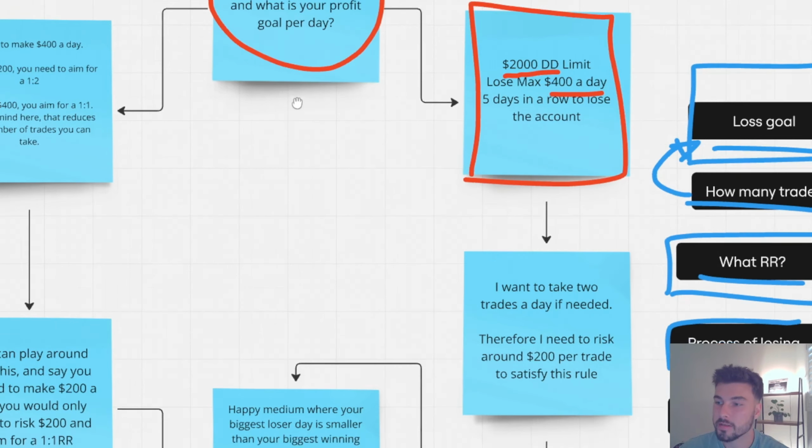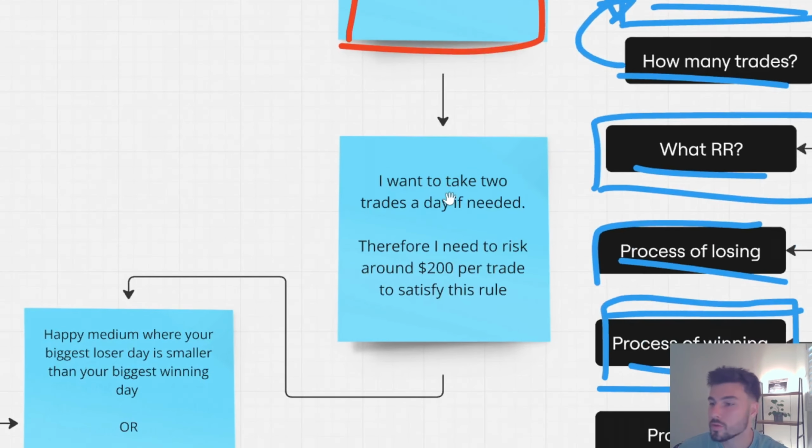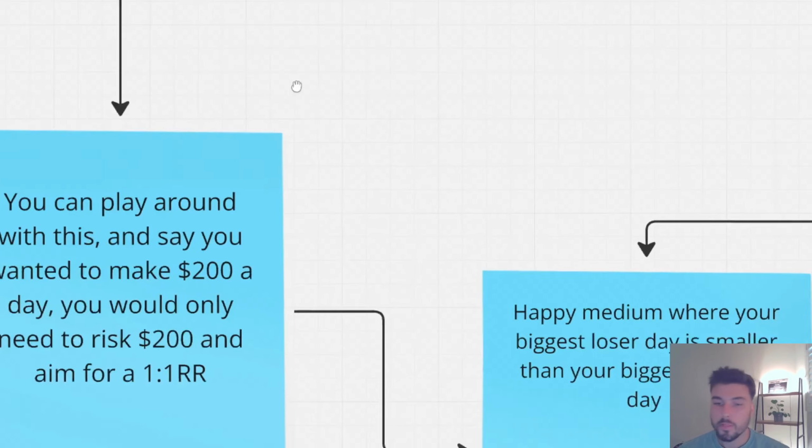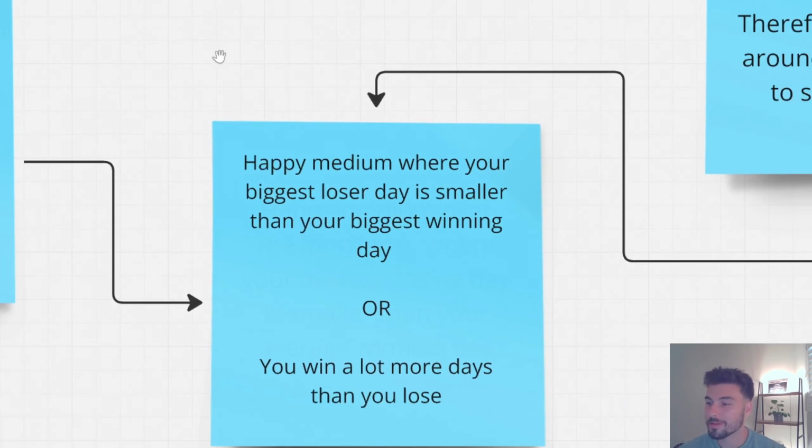So if I just scroll down now in this flowchart, you might want to take 2 trades a day. If you want to take 2 trades a day and your max loss is $400, then realistically all you can risk is $200 a trade. There's no perfect risk to reward. I want to really reinforce that.